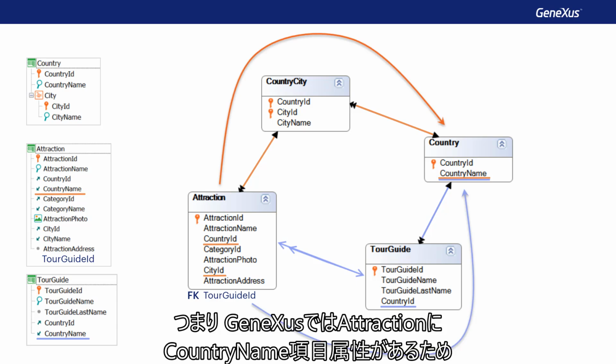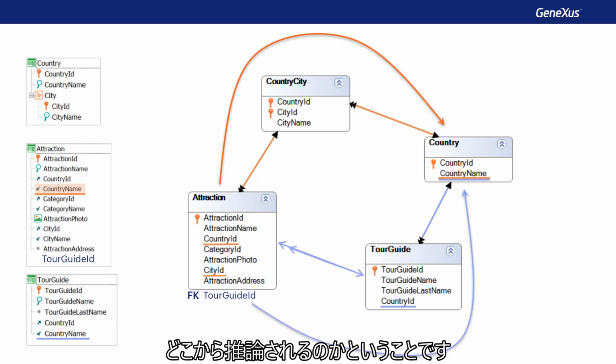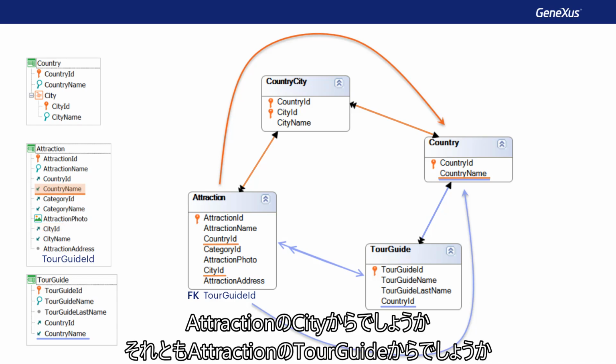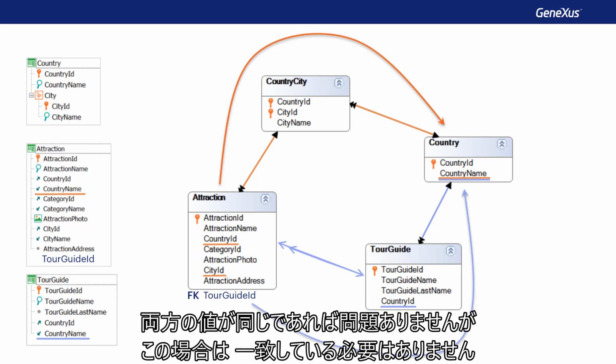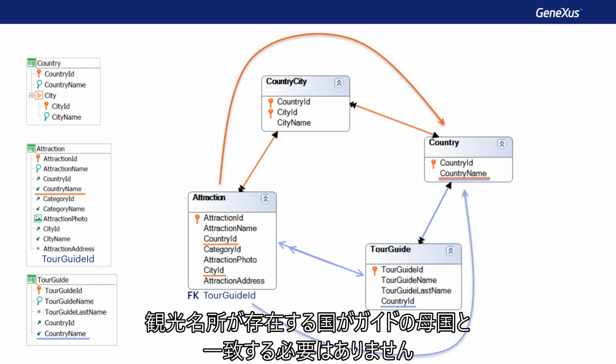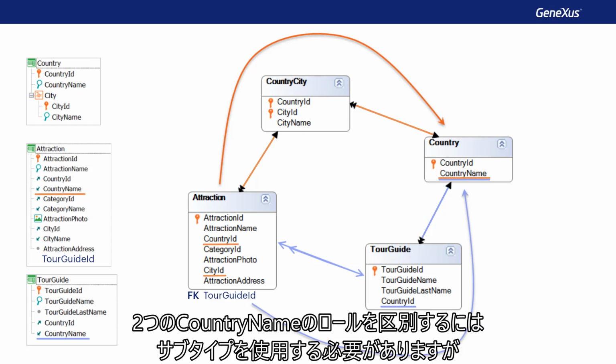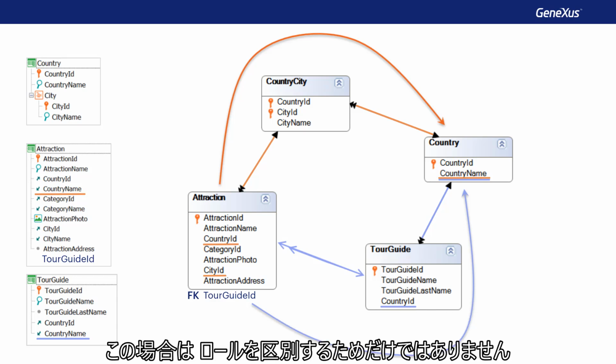In other words, since GeneXus has the country name attribute in attraction, where does it infer it from? From the attraction city or the attraction tour guide? If both values were the same, it wouldn't matter, but in this case, they don't have to match. The country where the attraction is located doesn't have to match the tour guide's home country. In order to differentiate both country name roles, we will need to use subtypes. But in this case, we will not only need them to differentiate the roles.